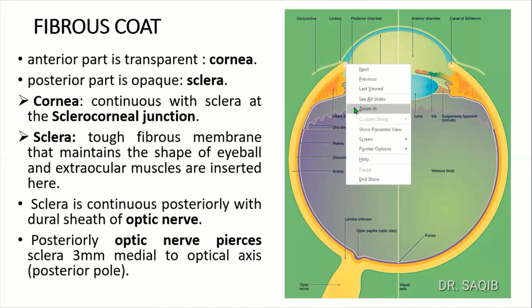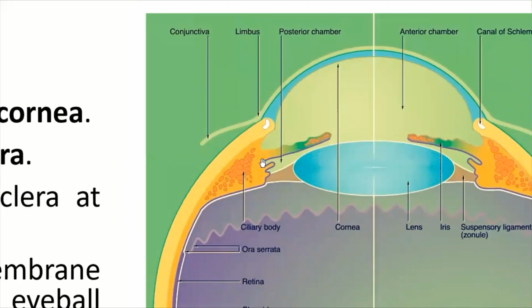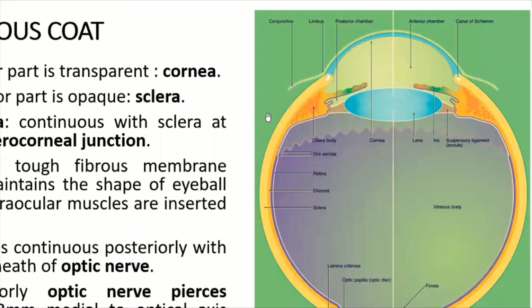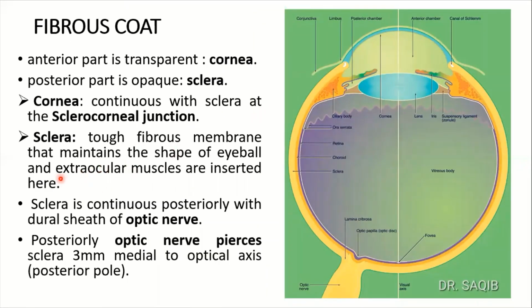Let me enlarge. You see, you go here. Yes, this is the sclera and this is the cornea. And here would be this junction. This is the corneoscleral junction, or the sclerocorneal junction.